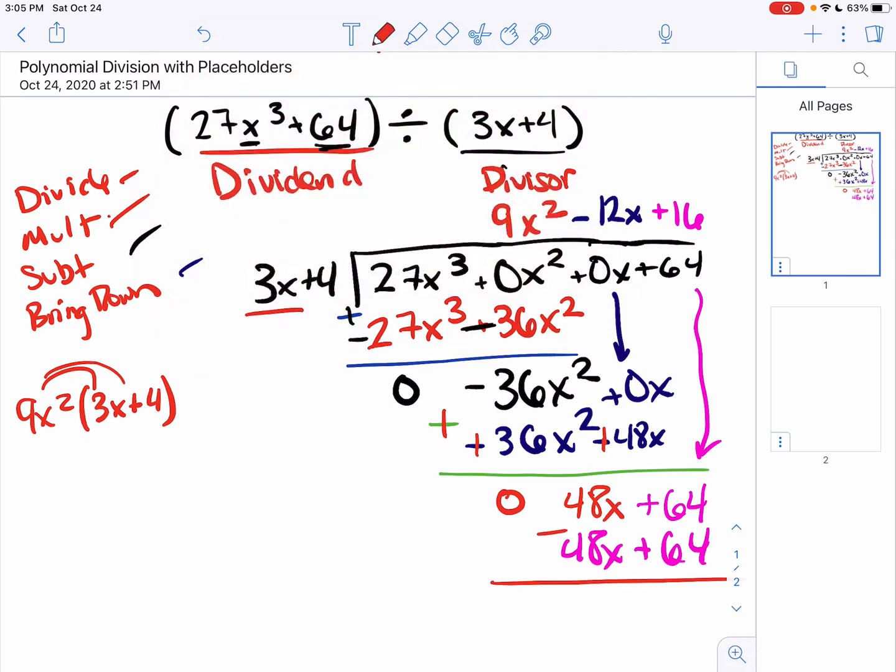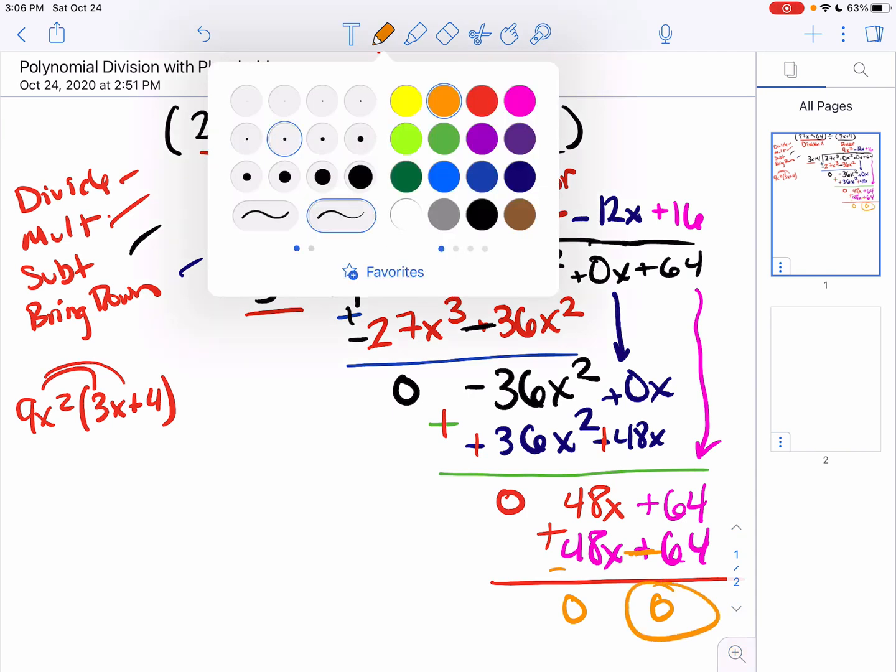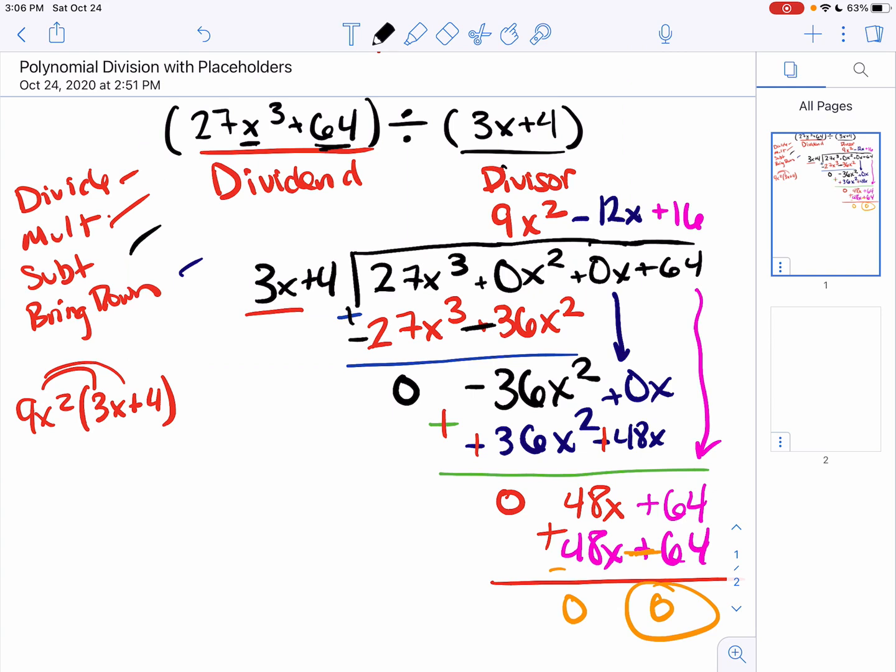Instead of subtracting, I like to add, like I said before, and just change the signs of everything else. Alright, so now I have 48x plus negative 48x will give me 0. And now I have 64 plus negative 64 will also give me 0. So now, since I have nothing left, that means I'm done. I did everything right. And my quotient is 9x squared minus 12x plus 16.